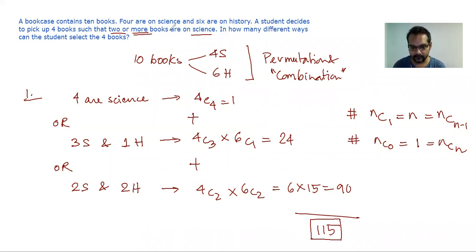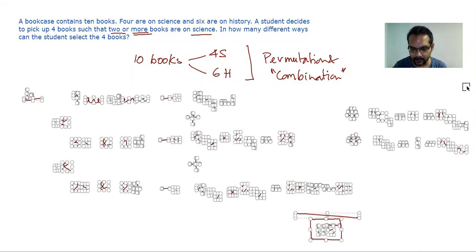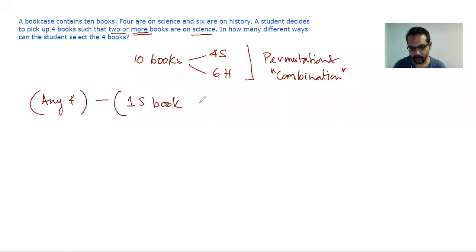Now let's look at an alternative to this. Instead of adding up all the cases, can we do something else? What we do is we find out the total possibilities. You pick any 4 from the 10. Now from that you subtract the cases where you either have 1 science book or no science books, because you need to have at least 2. So we need to remove this case and this case.